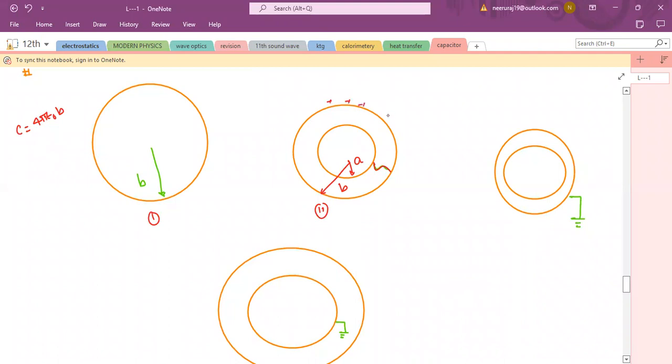So the field is going to come out only from the outer sphere to infinity. So the capacitance of this capacitor is going to be 4 pi epsilon naught B, because the electric field is going to be from here to infinity.